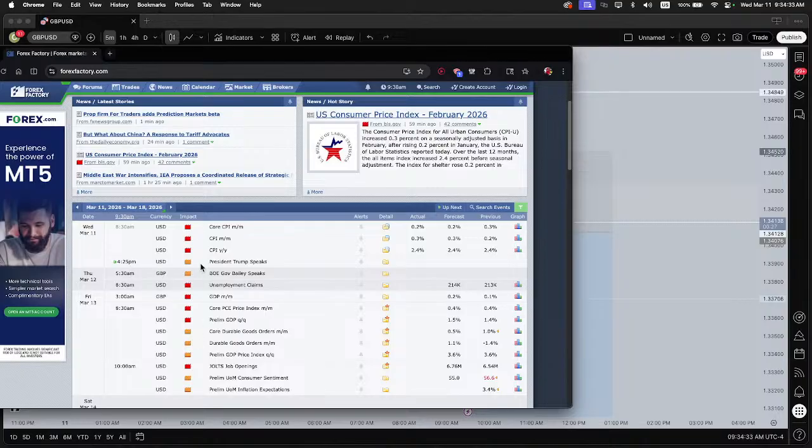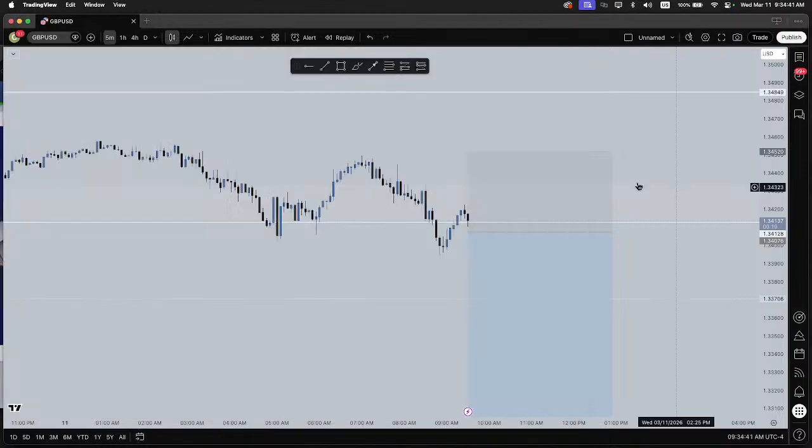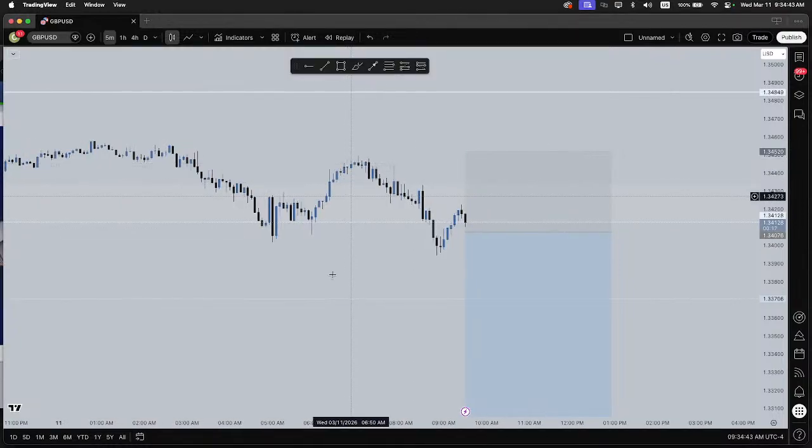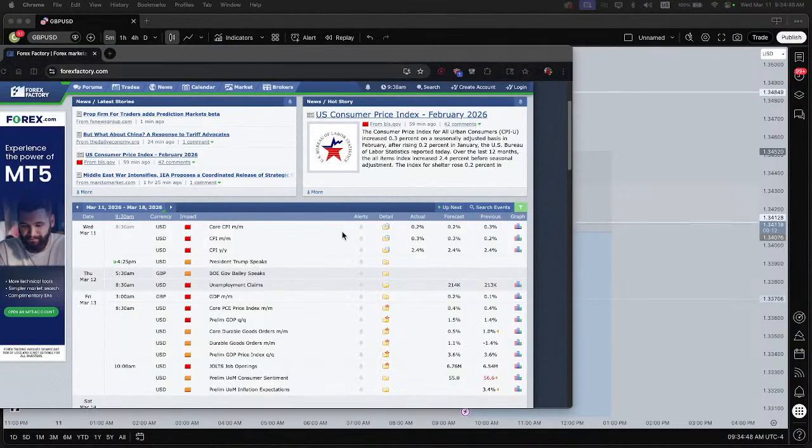Trump speaks at 4:30. Oh, this is not when Trump speaks at. This is new. This just popped up because I literally just looked at this a little bit ago, and now it's different. So Trump is going to speak later on today. That is going to be an interesting time. If I'm in the position and the position holds, I'm going to hold it all the way through.